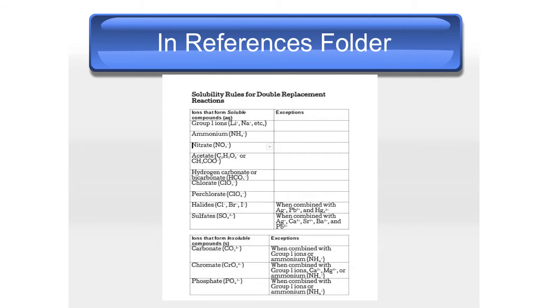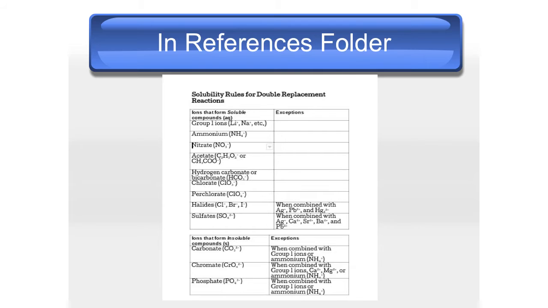If one of those three is combined with silver, lead 2, or mercury 2, even though those halides are usually soluble, it's going to end up being a solid. So for example, if we look at silver chloride, chloride tells us it's going to be AQ, but the exception is silver, so that's actually going to be a solid.